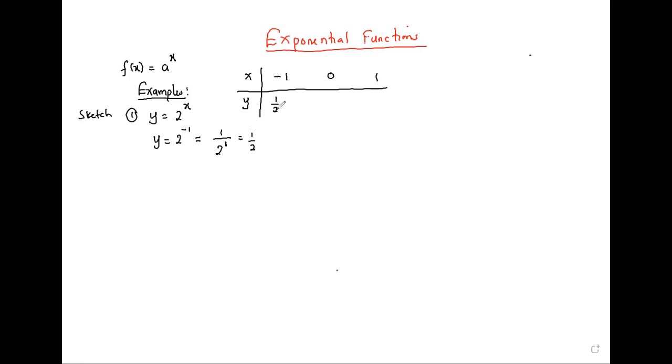And then, when x is 0, we'll have 2 to the power 0. Any number raised to power 0 gives 1. So we have the 1. And again, 2 to the power 1 will give us 2. So we have a 2 there. So now we can have our sketch.